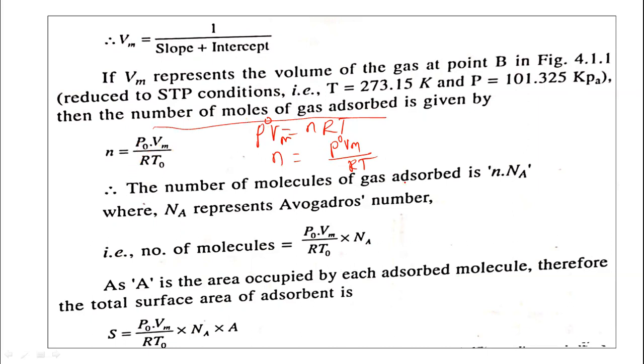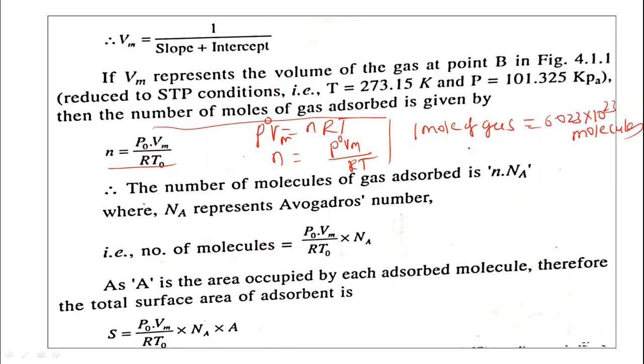Now the number of molecules of the gas adsorbed. We know that 1 mole of a gas contains 6.023 into 10 raised to 23 molecules. According to this equation, we can determine the n value from the Vm. Vm can be determined as 1 upon slope plus intercept. So we can put that value here. Temperature is known, R is a constant, P0 is the saturated pressure. So n can be determined. What is n here? The number of moles of the gas adsorbed.